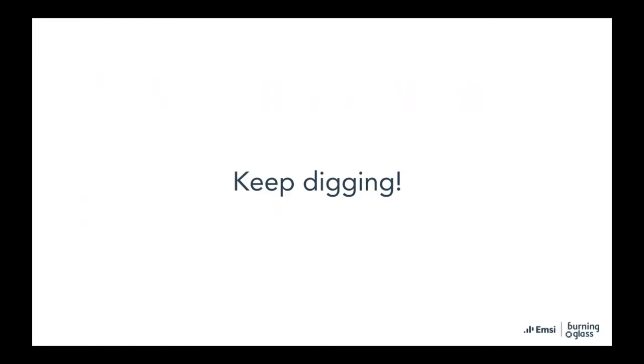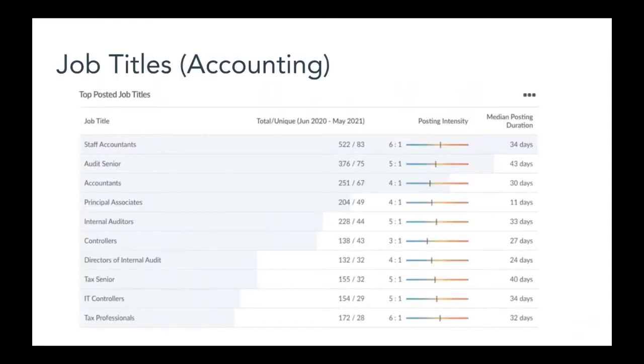But you can actually get more detailed. Remember, the next level up is job titles. And so now I'm starting to see the specific roles. Unlike occupation codes, these are not standardized. So this is going to give you a better reflection of the actual language being used by employers themselves. And you can start to see things like, okay, internal auditors, that's interesting, directors of internal audit.